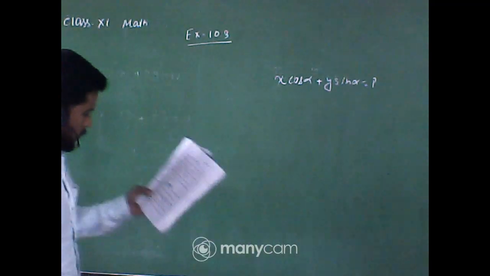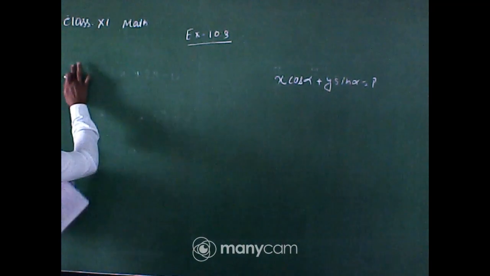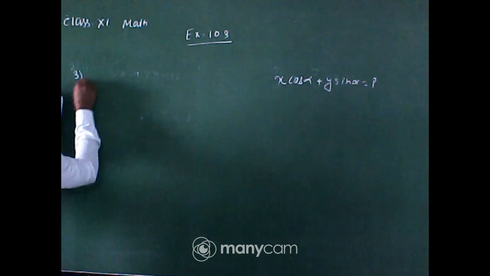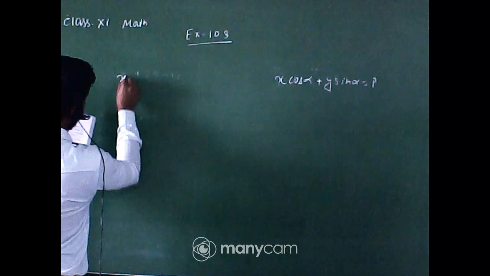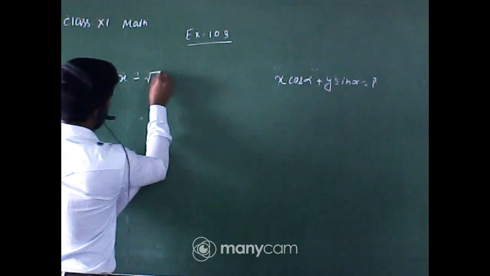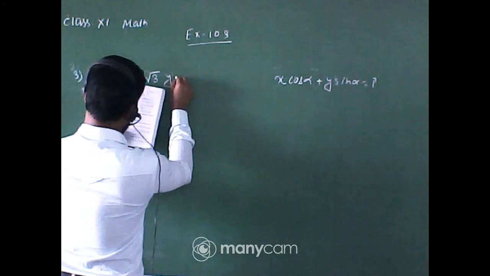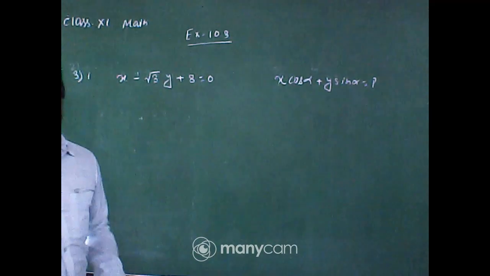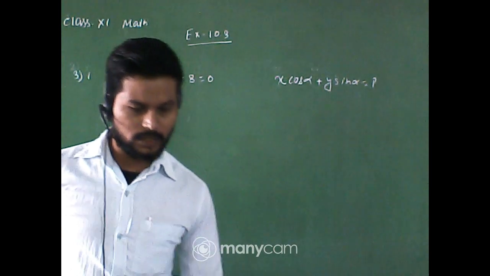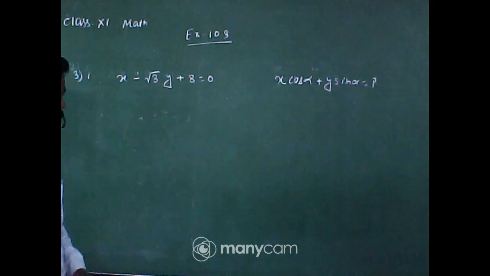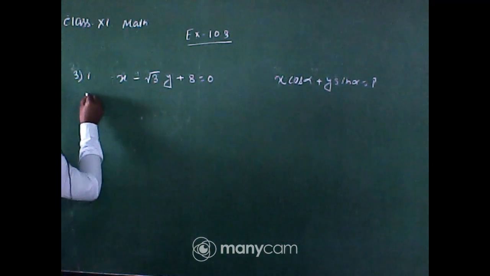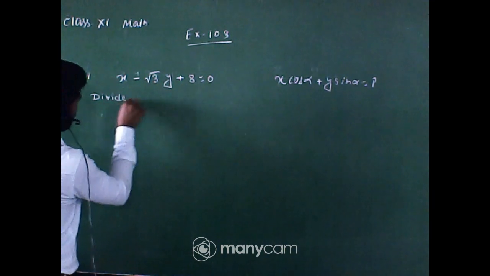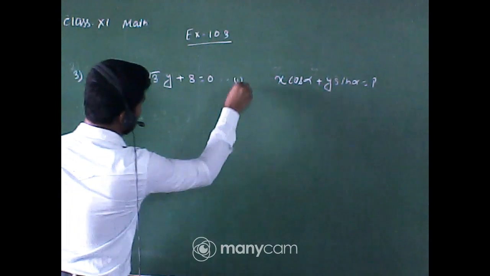So we are considering the first question. The first question is 3, 1. The equation is x minus root 3 y plus 8 is equal to 0. We have to reduce this equation into the normal form. So what we'll do? We'll divide this equation. Let this be equation number 1.